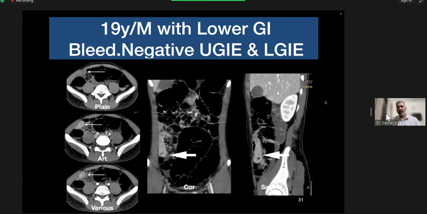This was a Meckel's diverticulum. Now we have seen a fair share of negative Meckel scans, which are supposed to pick up heterotopic gastric mucosa. Whether it's because there is no heterotopic gastric mucosa or some other reason, I don't know, but we've seen a fair share of Meckel's which are not picked up on the Meckel scan.